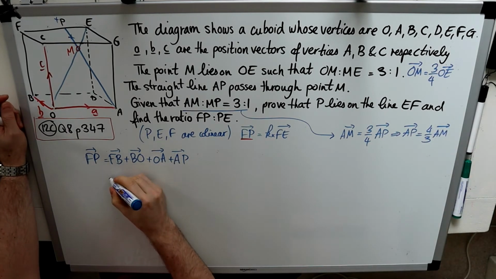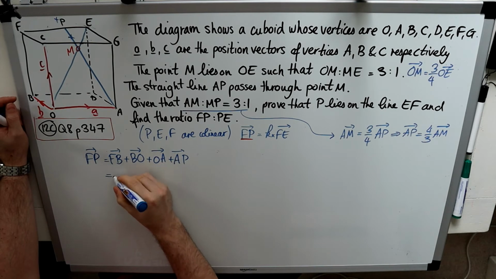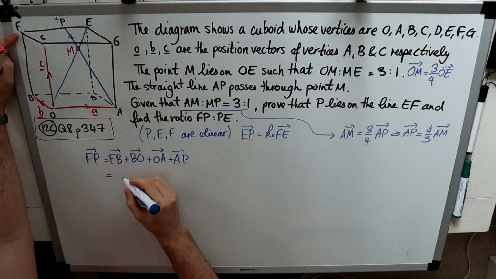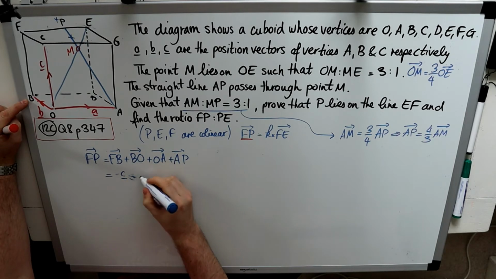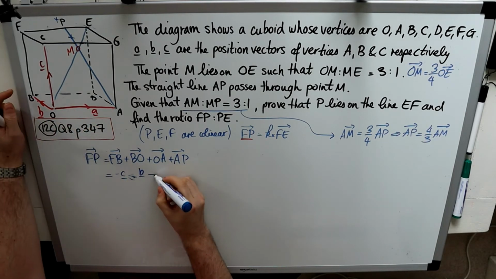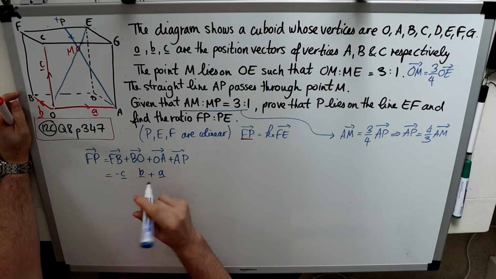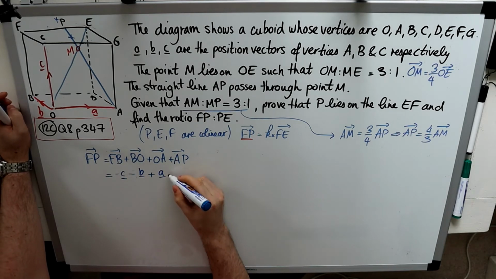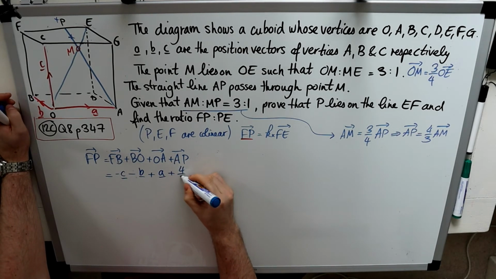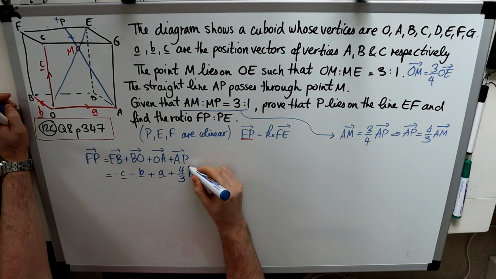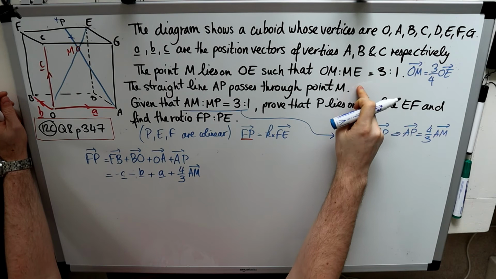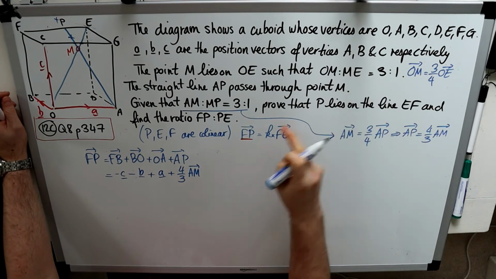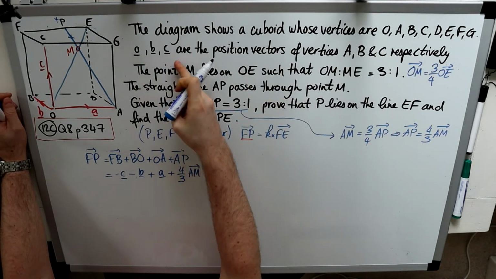So if I write that here, that is FB. I may as well substitute this right away. That's minus C, that is minus B, and that is plus A plus 4/3 of AM. Now, this doesn't help right away, but using this, I can actually express AM in terms of vectors A, B, and C.